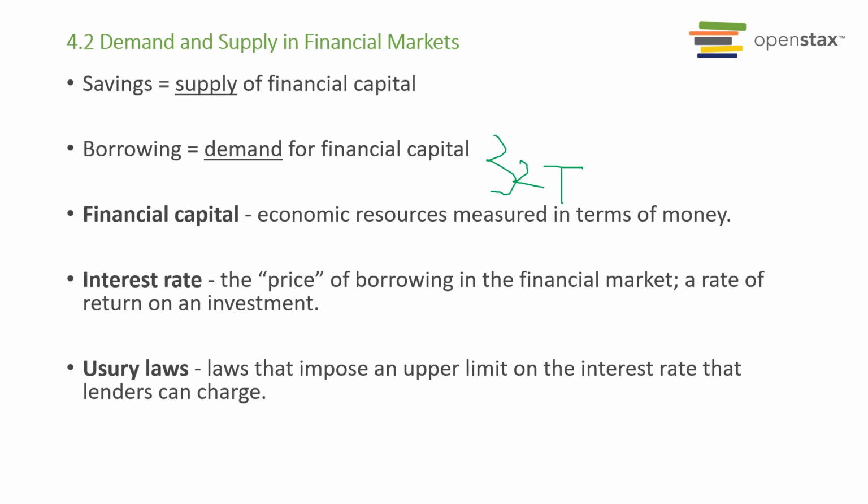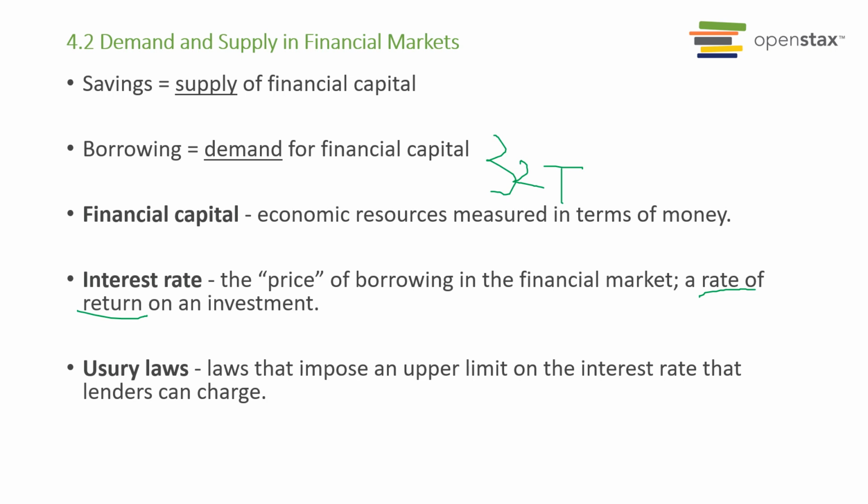Okay. And also financial capital, they're the economic resources in the economy that are measured in money, right? So think about stocks, bonds, savings accounts. Those are financial capital. Interest rate. Interest rate is the price of borrowed money in the market, and it is also known as the price of money. For those of you who are studying finance, interest rate can also be called a rate of return, right? So how much is the profit on the investment? That's called the interest rate, right?